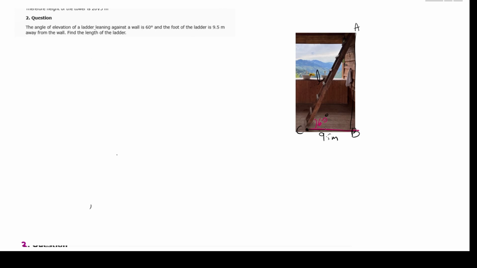Now here, after finding out the sides of the right angle triangle, we will see which ratio is to be taken. Here we will take the ratio of the side which we know and the side which we need to find out. Here we need to find out the hypotenuse and the adjacent we know. So adjacent BC by hypotenuse AC is equal to cos theta, and here theta is equal to 60 degrees.